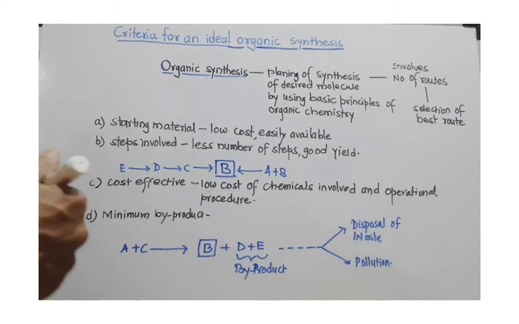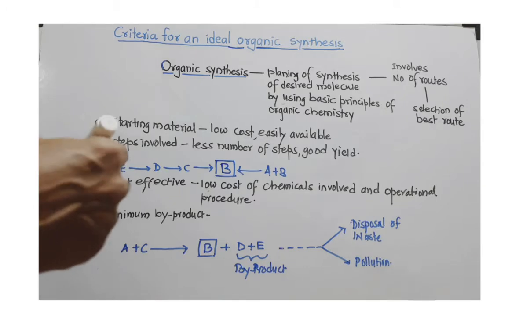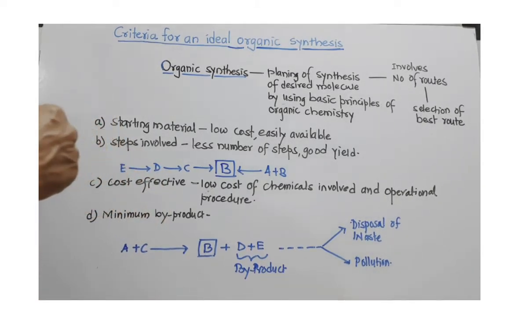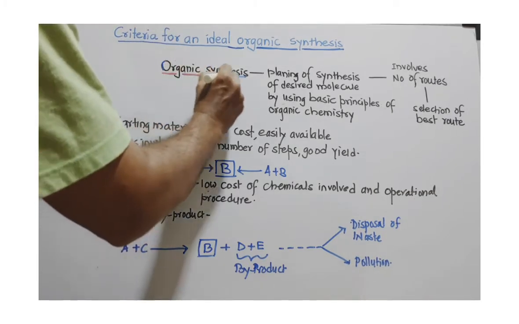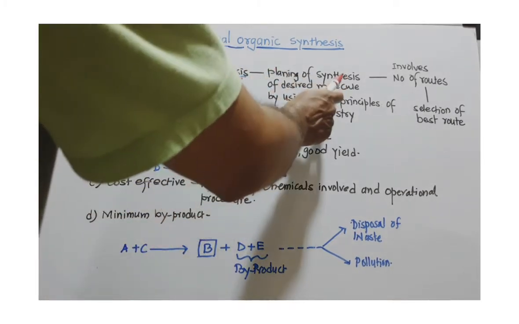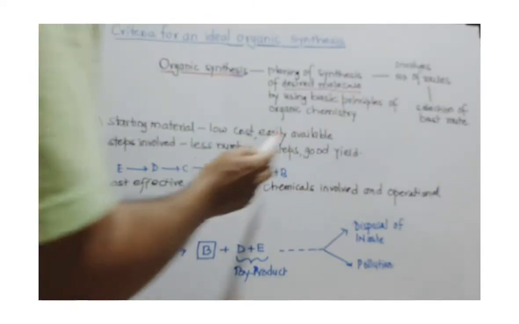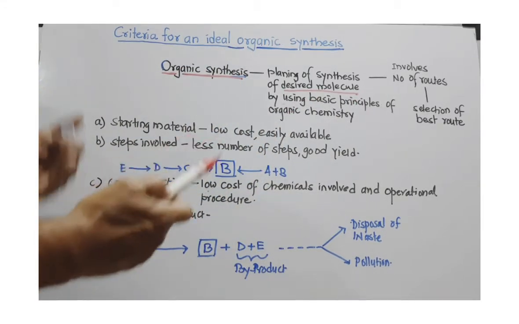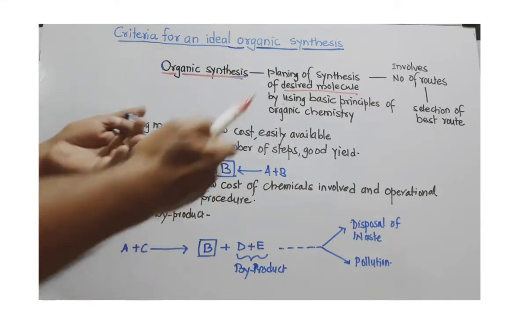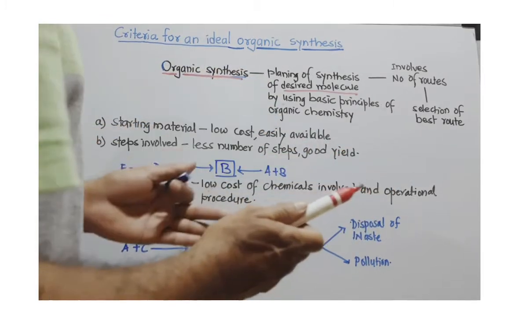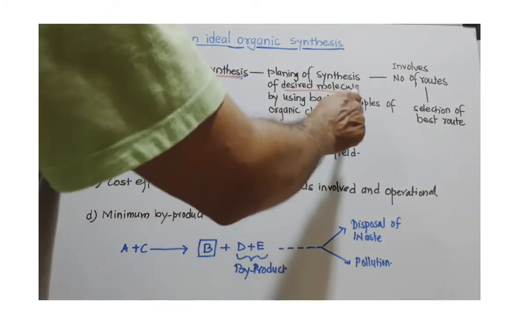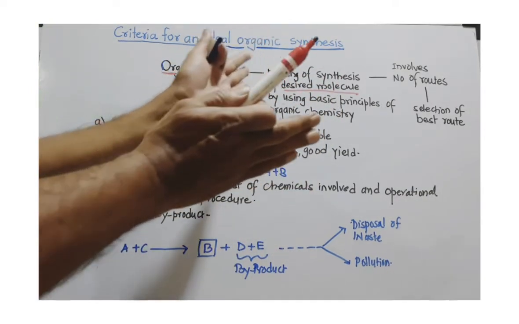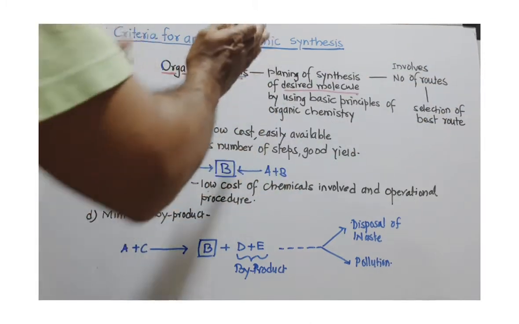Criteria for an ideal organic synthesis. You first of all try to understand what is involved in organic synthesis. In organic synthesis, we actually plan the synthesis of a desired molecule by using basic principles of organic chemistry. And while doing so, it involves a number of routes. That means for the synthesis of one desired molecule, it may involve more than one route in the planning.